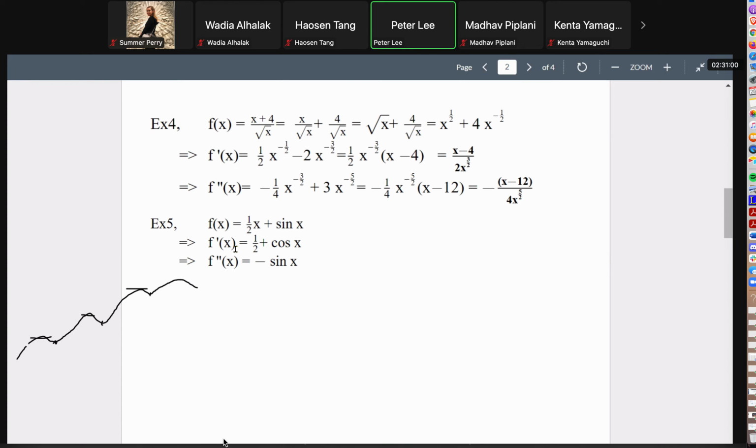So for now, let's look at example 4 right here. This is what we're going to look at. In order to analyze the graph, what do we need to do? We have to find the first and the second derivative. The question is, how do we find the first and second derivative?